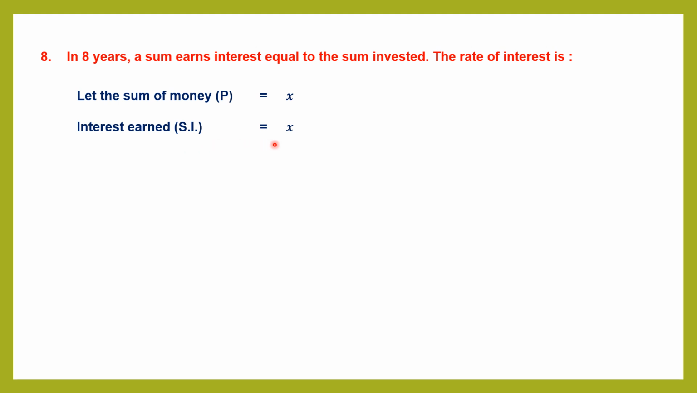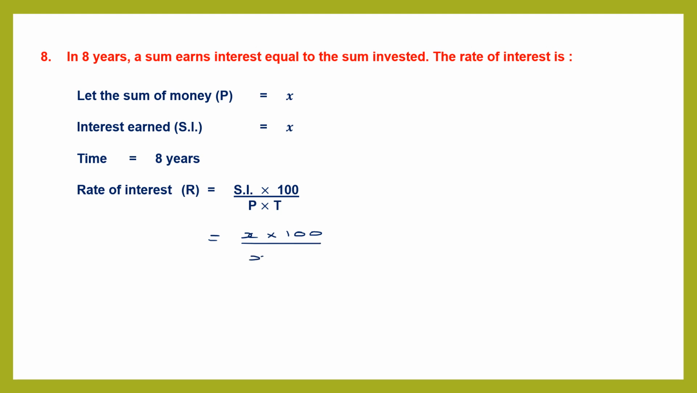That is SI is x. The time given to us is 8 years. Now we have to find the rate of interest. The formula is SI into 100 divided by P into T. So SI is x into 100, and P, the principal, is also x, into time, 8 years. Now let's cancel, and here we have 100 divided by 8.